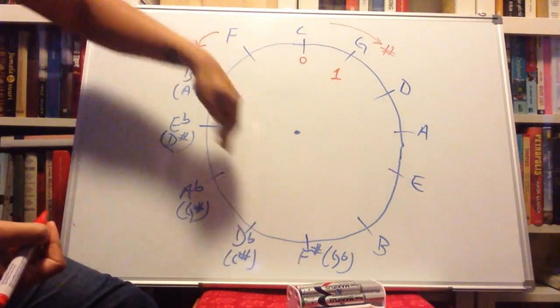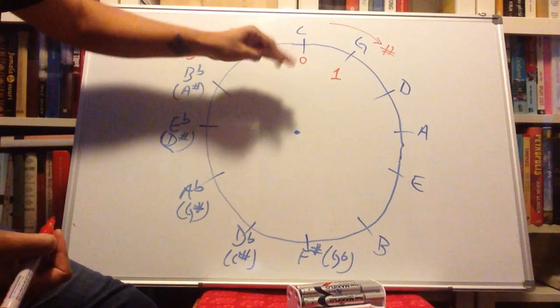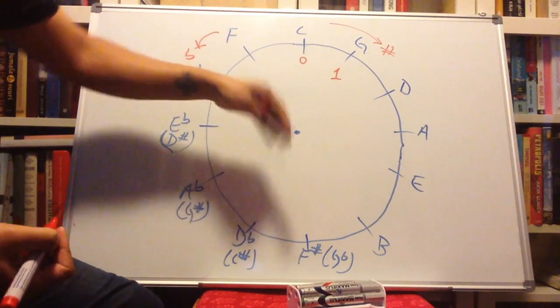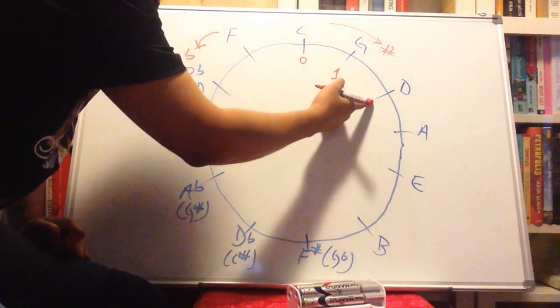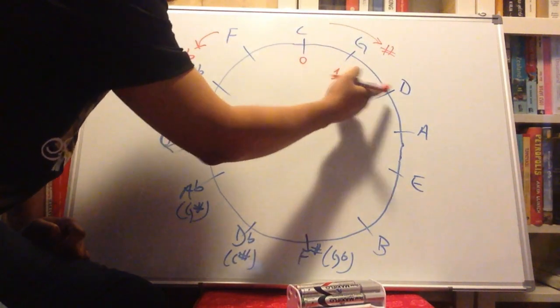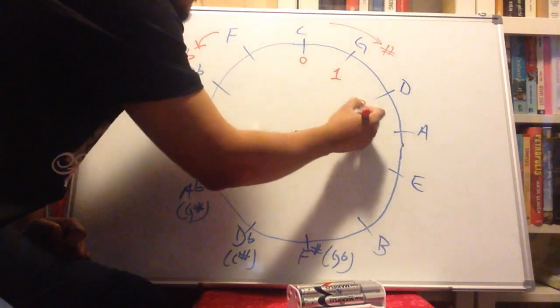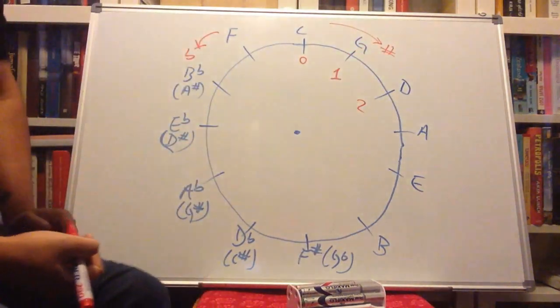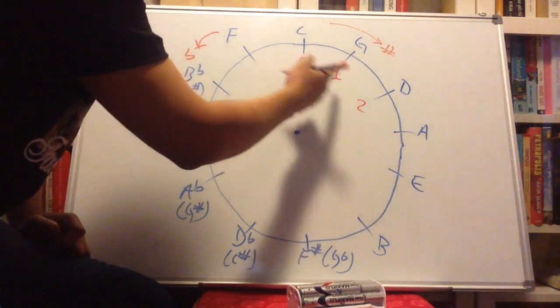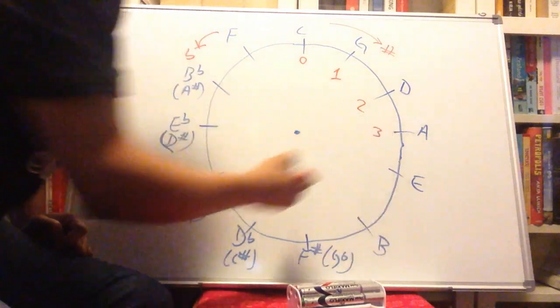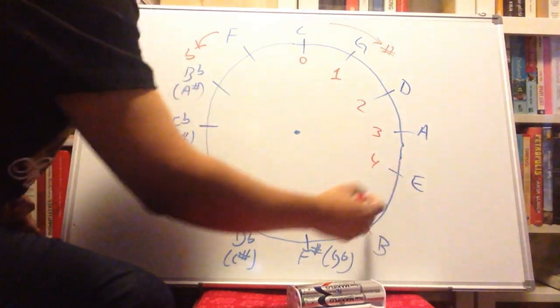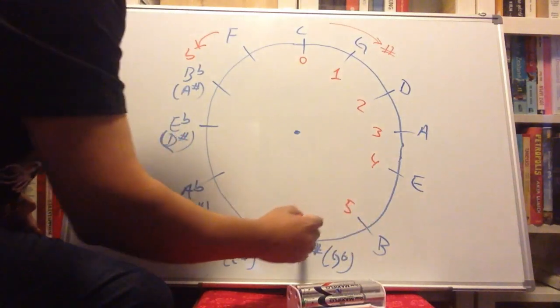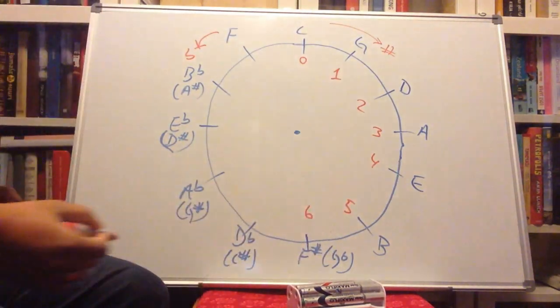So this is the benefit of the circle. This makes our life easier to understand. It makes things simple. In the same way, D, which is 2 steps away from C, will have 2 sharps. A, which is 3 steps away, will have 3 sharps. Same case, 4 sharps, 5 sharps, 6 sharps here.